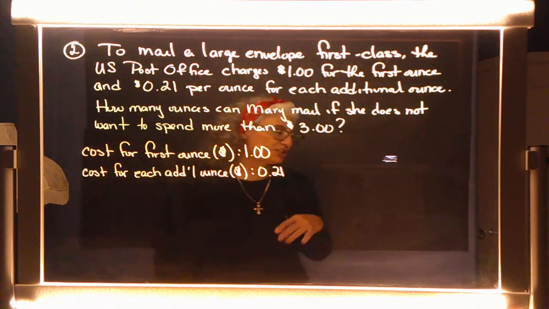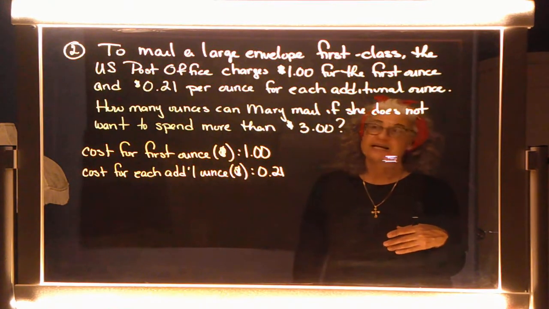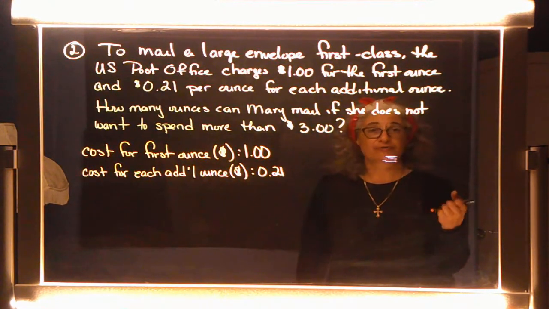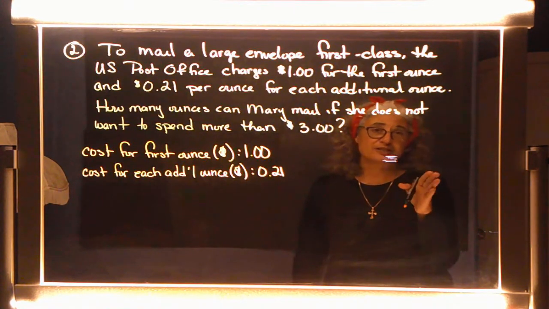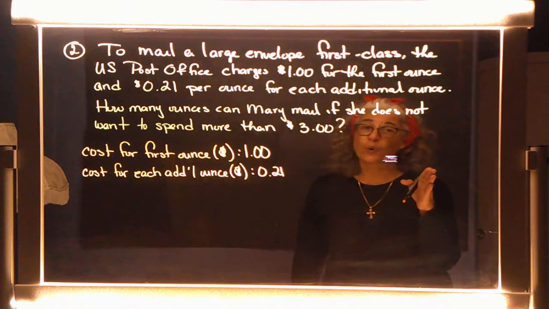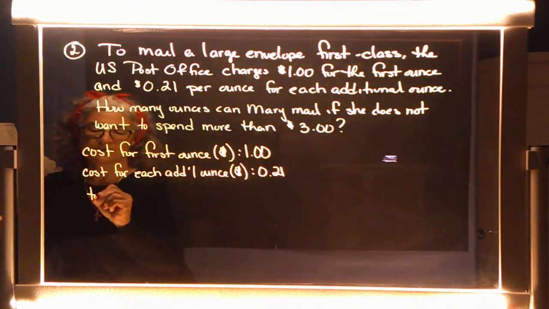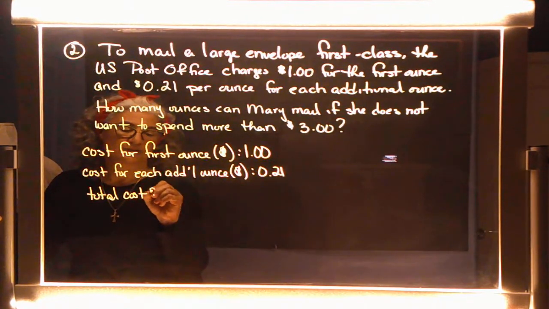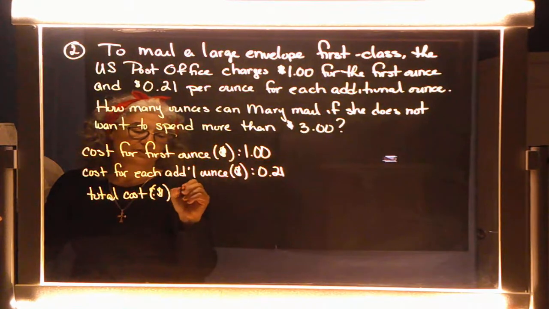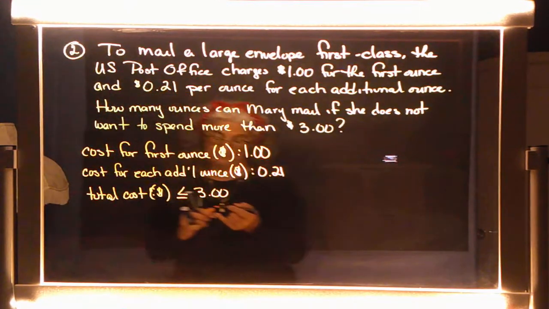So what does that mean, she doesn't want to spend more than $3? Give me another way of saying it. Yeah, that's the most she wants to spend, right? That's the maximum she wants to spend, right? Which means she's going to spend $3 or less. So we want her total cost, again in dollars, to be less than or equal to that $3, doesn't she?